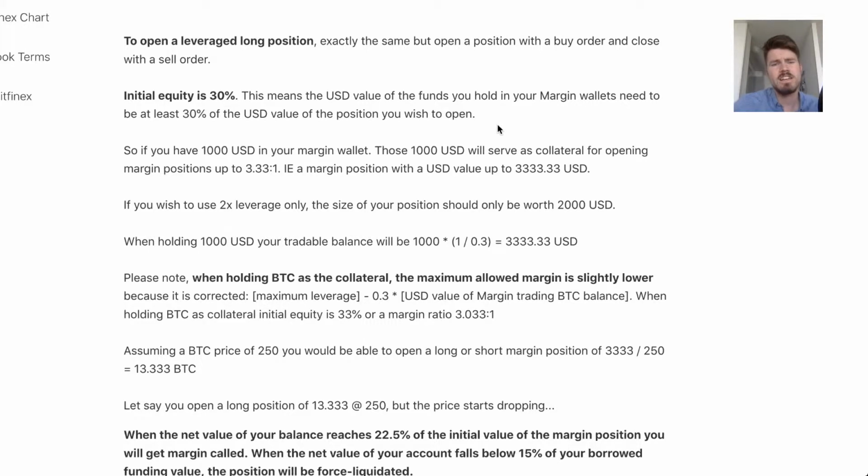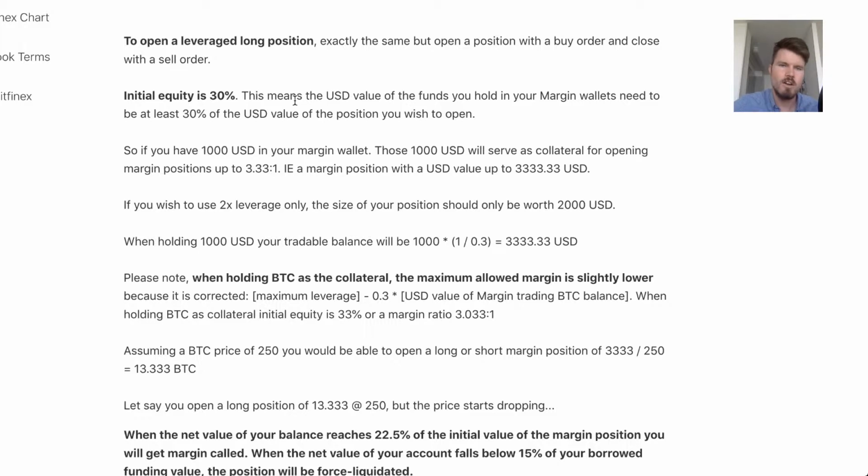Now, in trading, you use two specific terms: opening a long position or a short position. With a long position, you're basically buying into the market with the expectation that the price goes up. With a short position, you're selling some coins with the expectation that the price goes down. So for the long position, you gain profit when the price goes up, and for the short position, you gain profit when the price goes down.